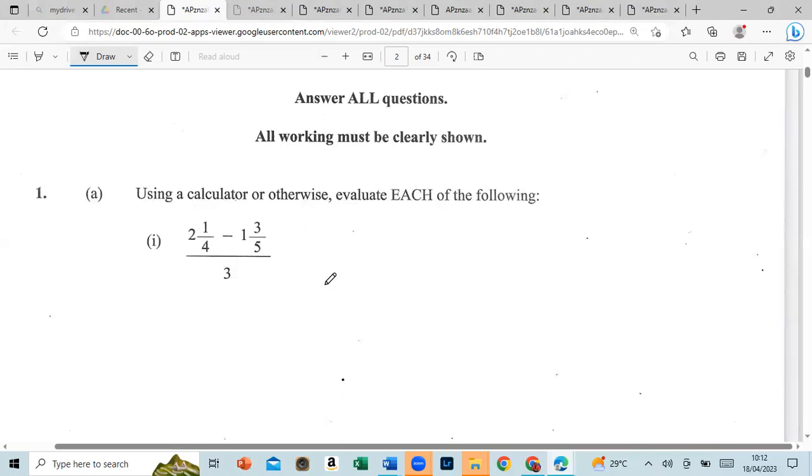All right, let's go. So we have 2 1/4 minus 1 3/5 divided by 3. Now the line means divide. So first we're going to do the top. So that's 2 1/4 minus 1 3/5. We're going to convert 2 1/4 to an improper fraction: 2 times 4 is 8, plus 1, 9/4.